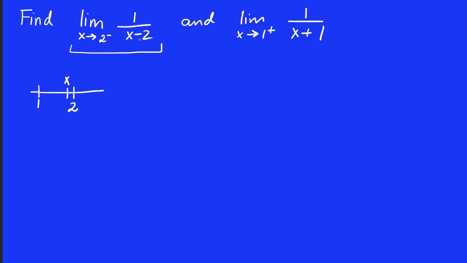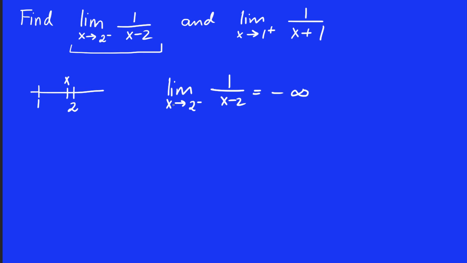number, right? So this is 1 divided by a small negative number. And when I do 1 divided by a small negative number, I get a large negative number. So right away we can say the answer to this limit. The limit as x goes to 2 from the left of 1 over x minus 2 equals negative infinity.